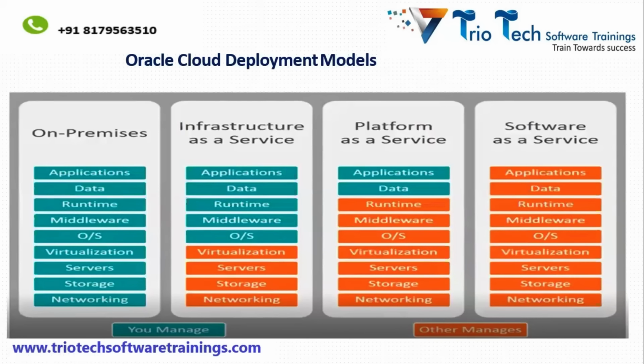All right. So in a gist, the Oracle Cloud deployment models have been mentioned. As I mentioned, on-premise, everything was maintained by the client: the application, the data, middleware, operating system, virtualization, servers, storage, networking, everything. All kinds of infrastructure was maintained on the premises of the client by the client themselves, which in turn incurred a lot of heavy cost. Infrastructure as a service is kind of a hybrid model where some aspects of the infrastructure are maintained by the client and some by Oracle.